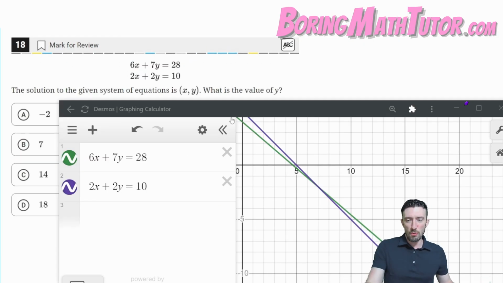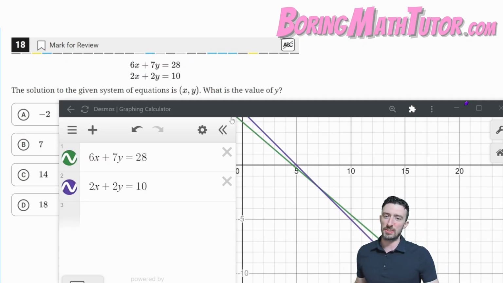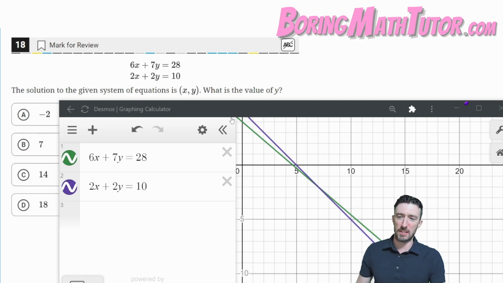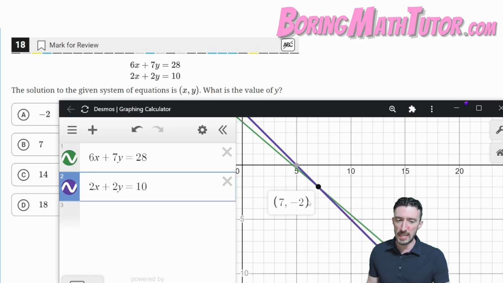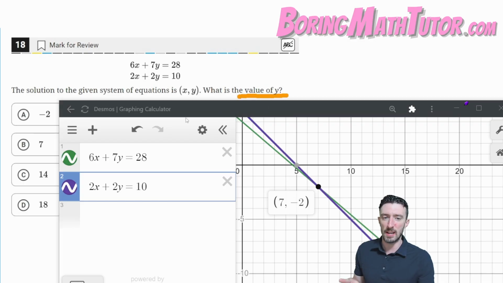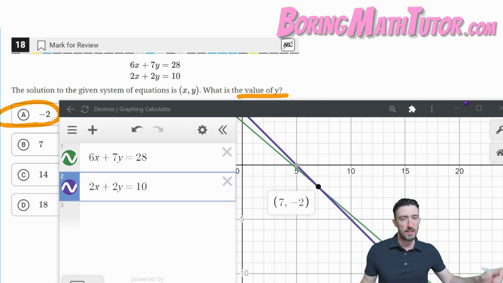If you like fast solutions to system of equations, you're going to love this problem. Type in both of these equations into Desmos, do the little clicky thing, and recognize what the y value is. I'm out of here.